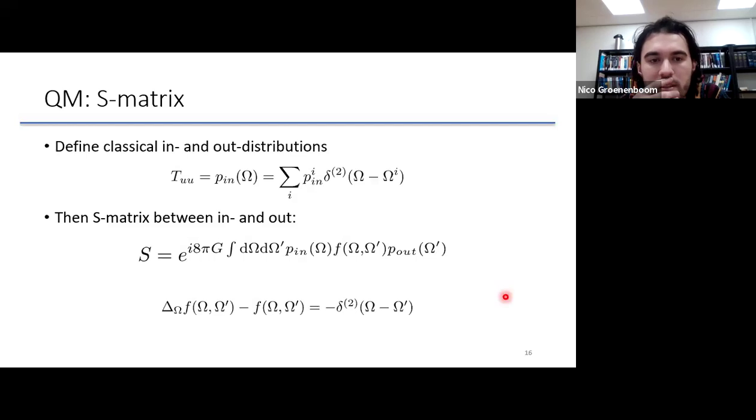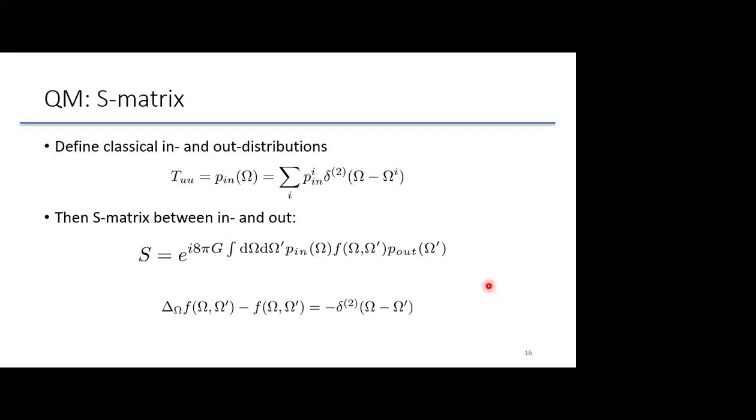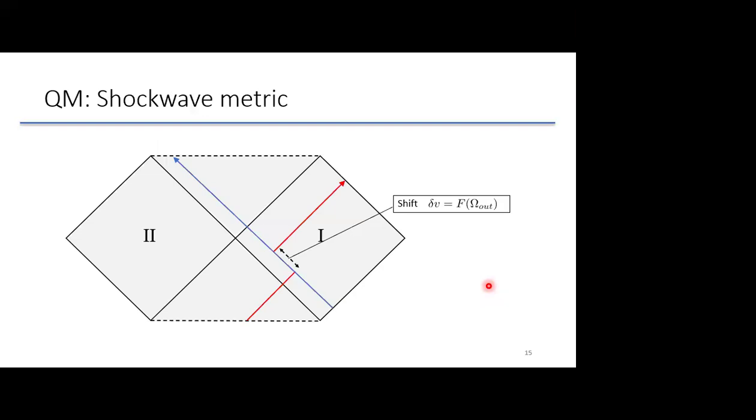And this shockwave effect can then be used to derive his quantum mechanical S matrix. So we will define some distribution. Yes. So this infalling shell that you indicate with the blue line is part of your geometry. This is not a dynamical thing, not a part of your S matrix, is it?